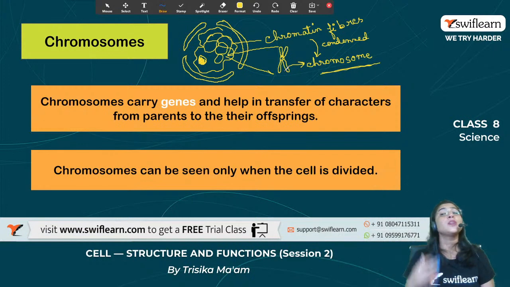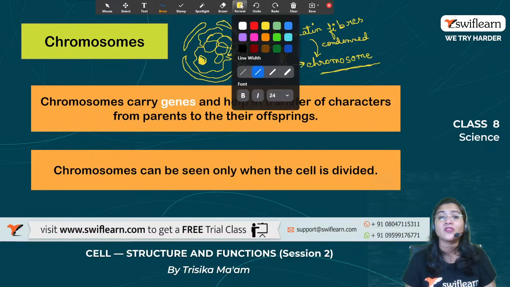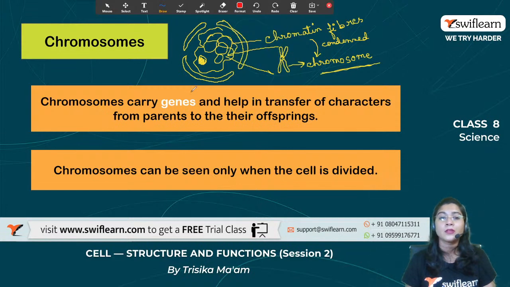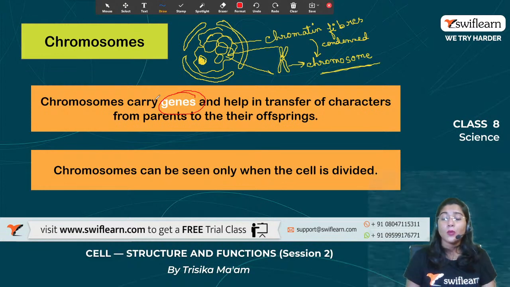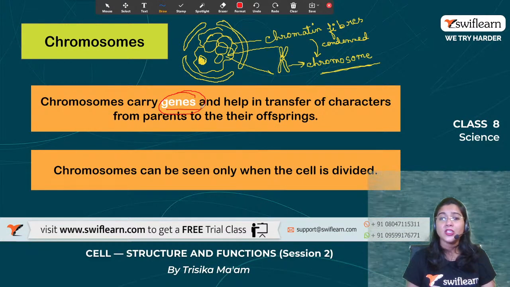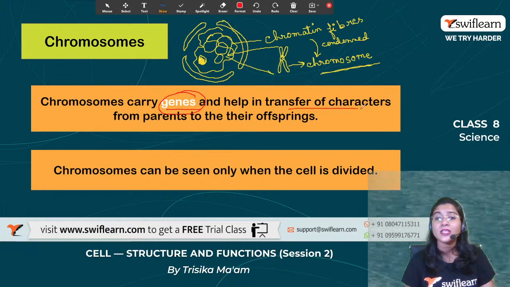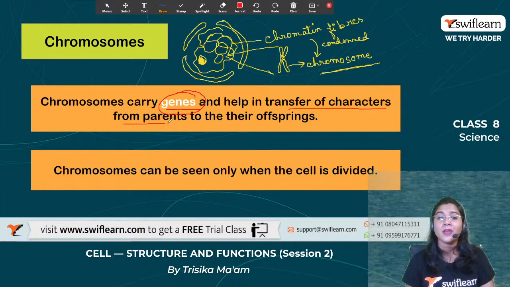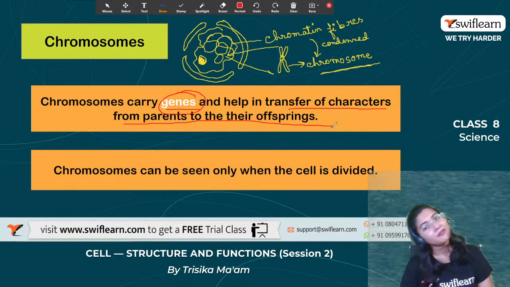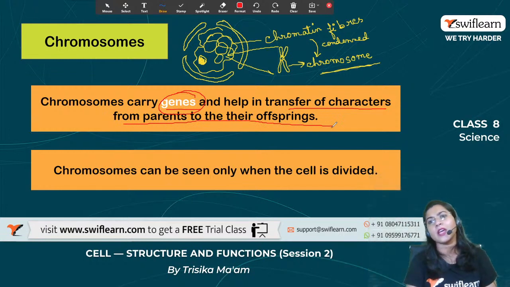Now what is actually present within the chromosome? The chromosome carries the genes, a very important thing which is present within the chromosome. So we will study about the gene. Now what actually happens within the gene? They help to transfer the characters from the parents to the offspring. Fine. So what can be the characters?